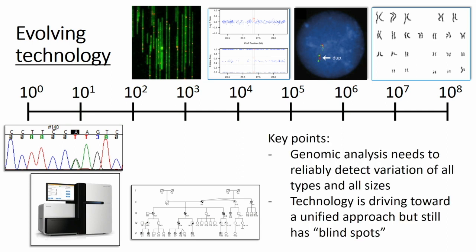And so I think the take-home here is that genomic analysis does need to reliably detect all types and sizes of genomic variation. And it's certainly driving us towards a unified approach, but we need to be aware of our blind spots.